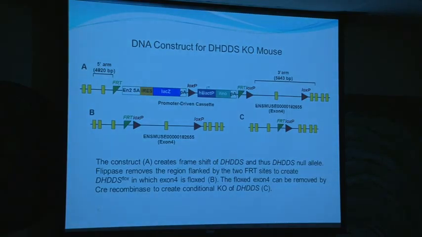This is a DNA construct for the knockout mouse for DHDDS. In A is the construct, and it shows that this creates a disruption of DHDDS, which then produces a DHDDS null allele. The flipase then removed the region flanked by the two FRT sites to create the DHDDS flox, which is shown in B. And the floxed exon 4 can then be removed by Cre, which is shown in C, and that creates a conditional knockout of DHDDS.